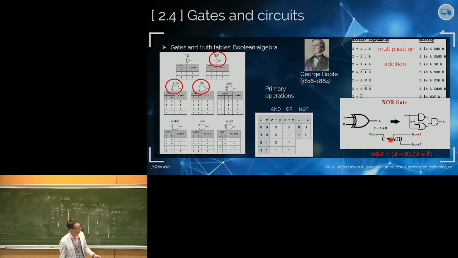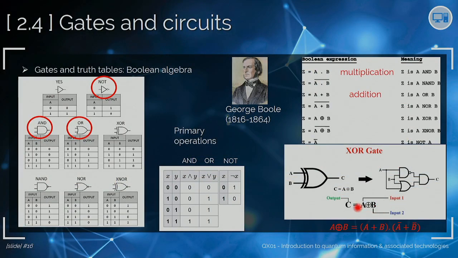In terms of Boolean operation, we can write it C, A, and then the plus with the circle B. And we can show that this one can be written as A plus B times A inverted plus B inverted. And so this one can be written as a combination of these three gates, okay? Where you have an AND with the inverted A and B, you have an OR, and you have an AND again. Okay.